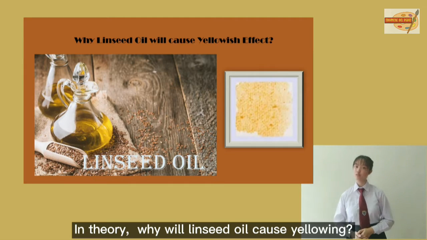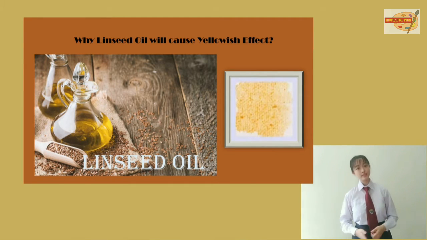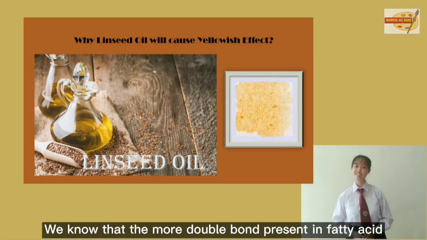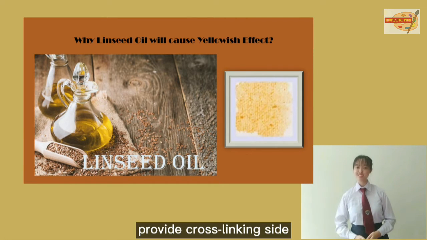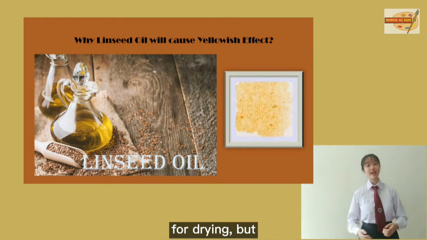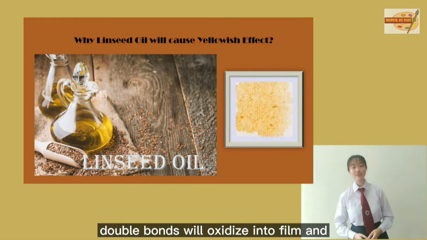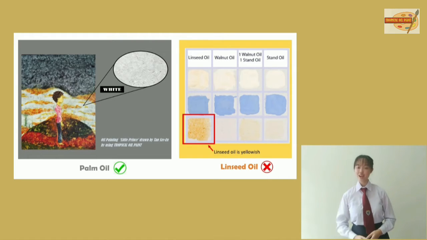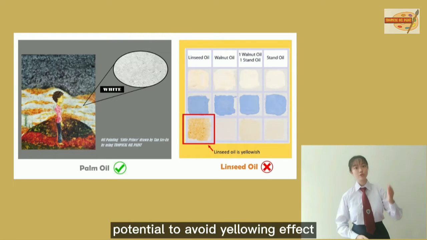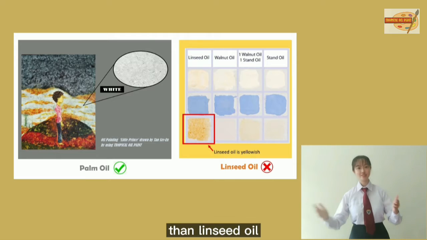In theory, why will linseed oil cause yellowing? We know that the more double bonds present in fatty acid, the faster the oil will dry, as double bonds provide cross-linking sites for drying. But double bonds will oxidize and cause yellowing. In conclusion, we deduce that palm oil has a greater potential to avoid yellowing effect than linseed oil.